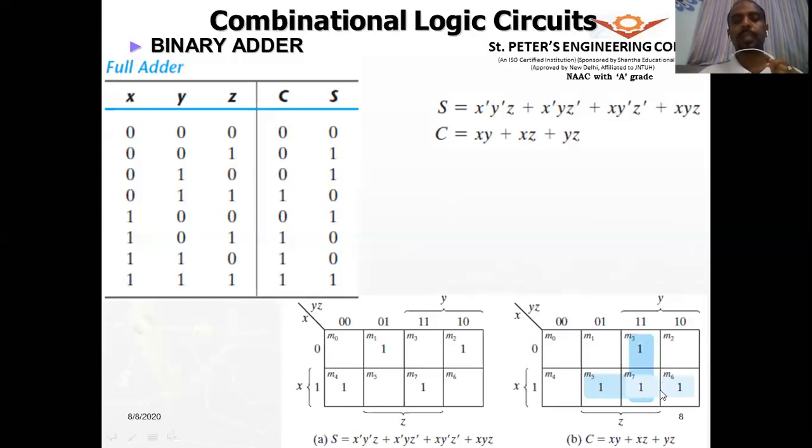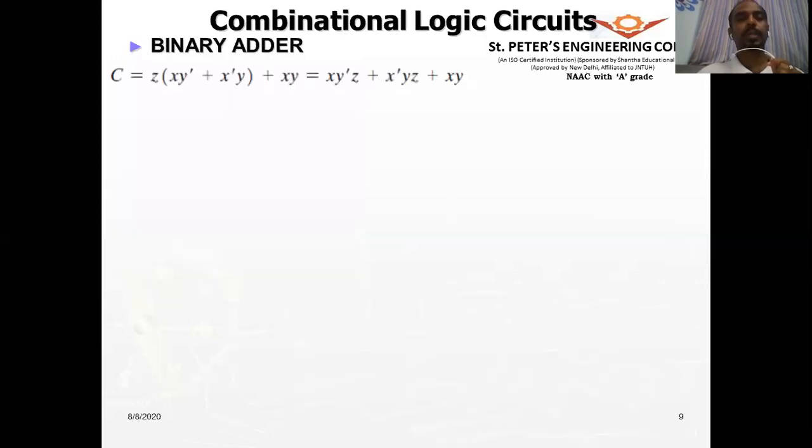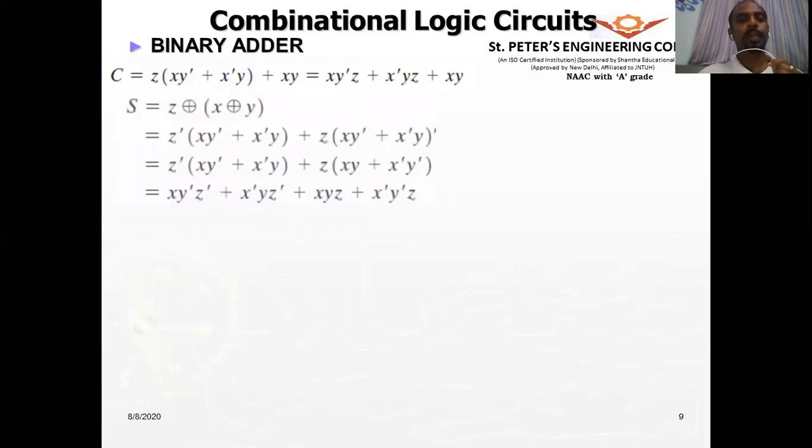So therefore, we have 3 sets of groupings, and we have 3 product terms. So this will be the carry. So if you want to realize this again, we can simplify this.